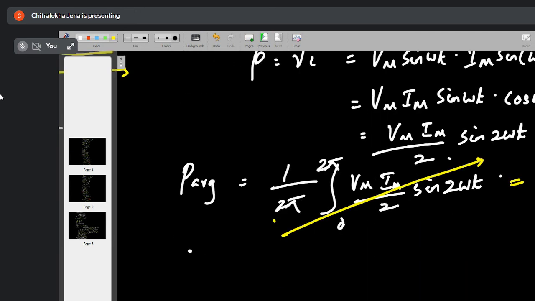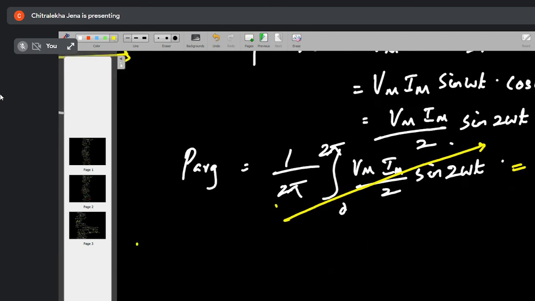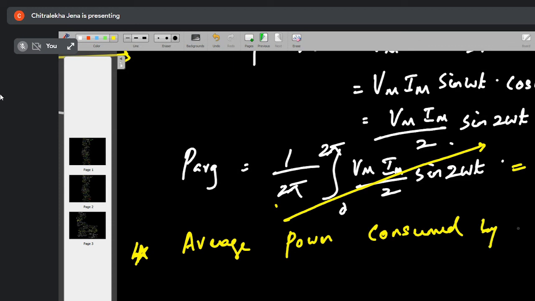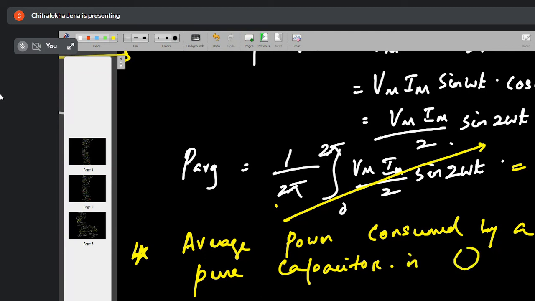Very good. So here, you can write down in the note: the average power consumed by a, which circuit have I taken? Capacitor. By a pure capacitor, because I have not taken a resistor here. Only capacitor means resistance will be included; that we will discuss in the next class. Average power consumed by a pure capacitor is what? 0. Okay, these are star notes, everything. These are very important points.